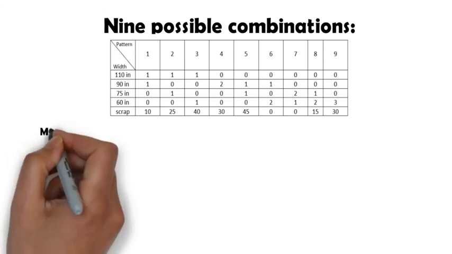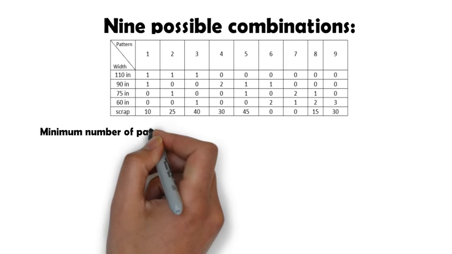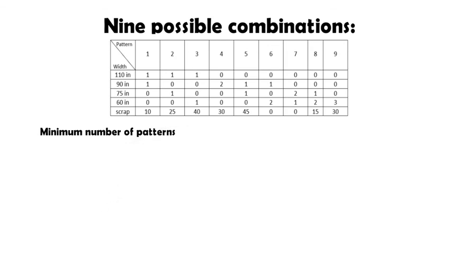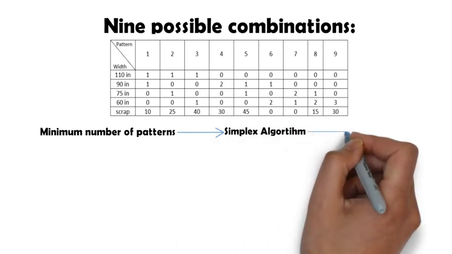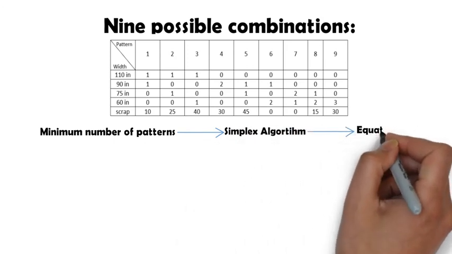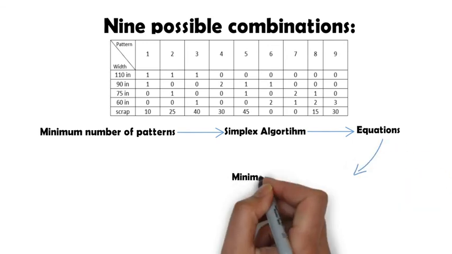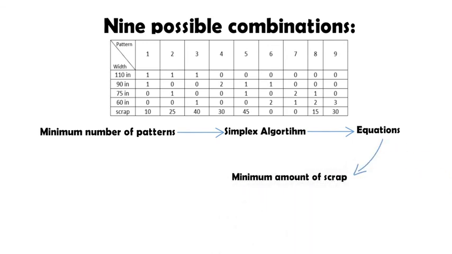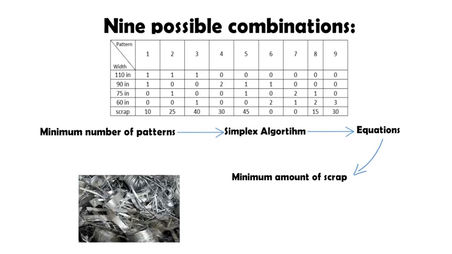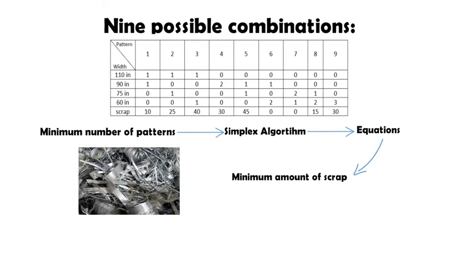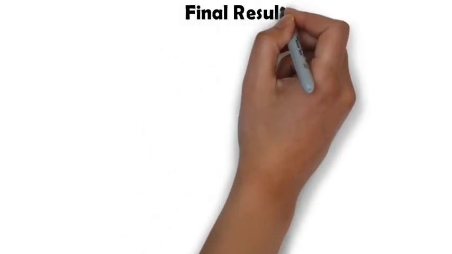Remember that our aim is to find the minimum number of patterns required to meet the demand with minimum scrap. We will use the Simplex method to convert these combinations to equations of the objective function and constraints. We solve them using the Simplex method to achieve the minimum amount of scrap. It's not easy to solve manually as we have 9 variables, so we have used MATLAB, which led us to our final results as shown.